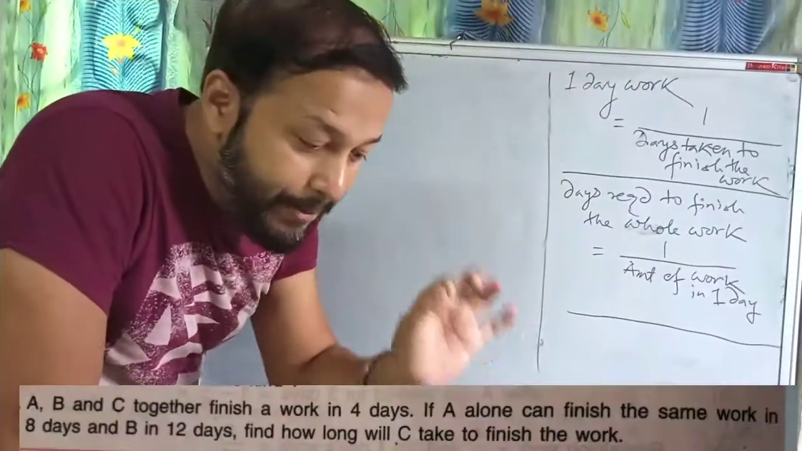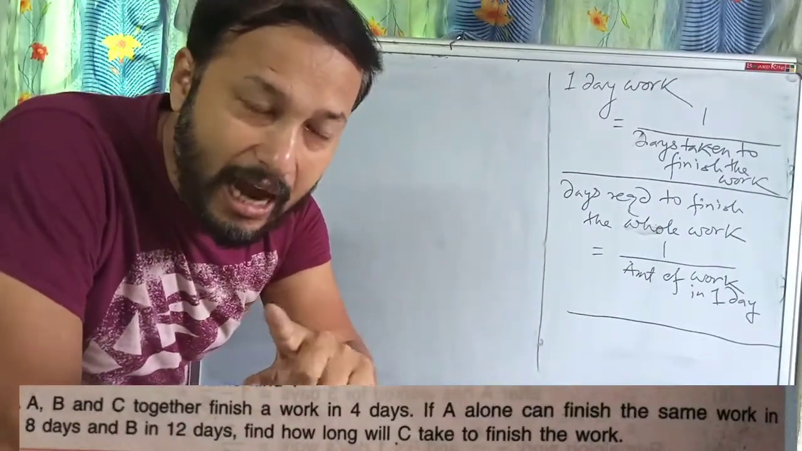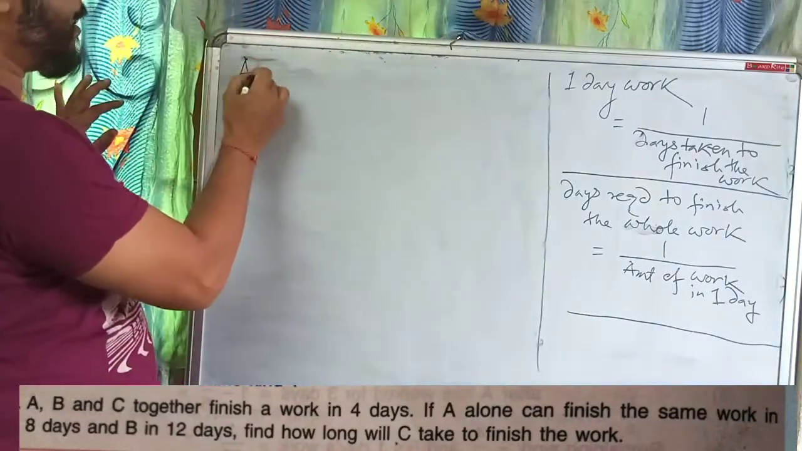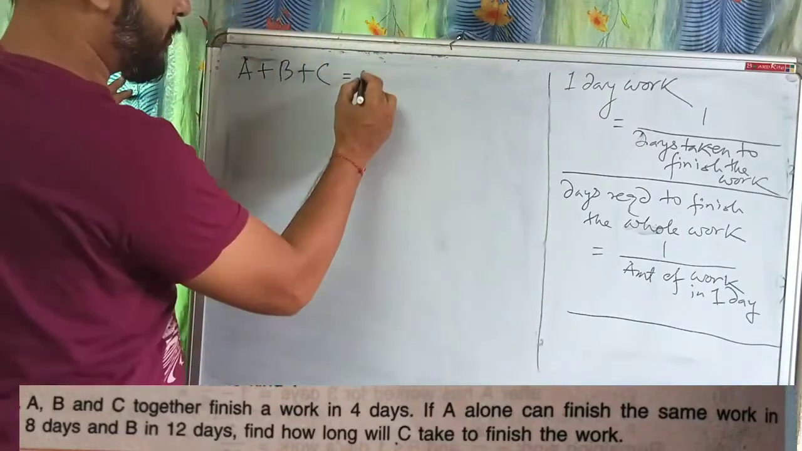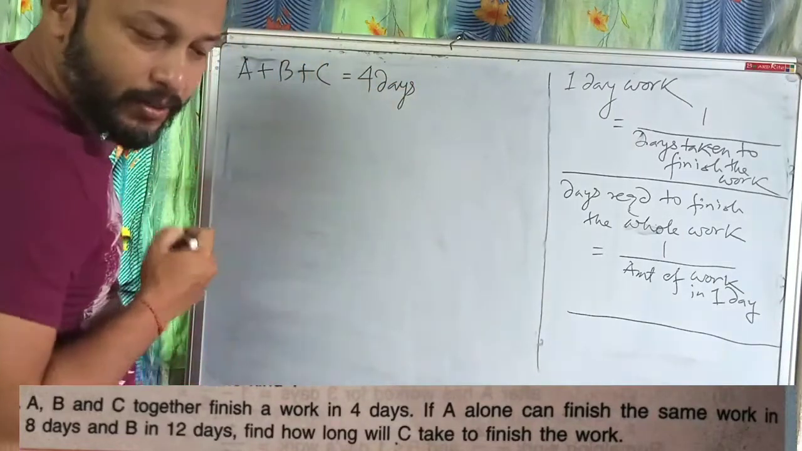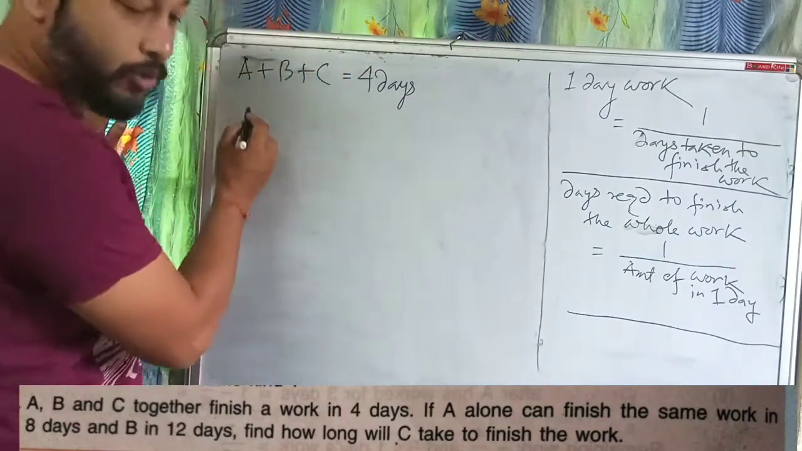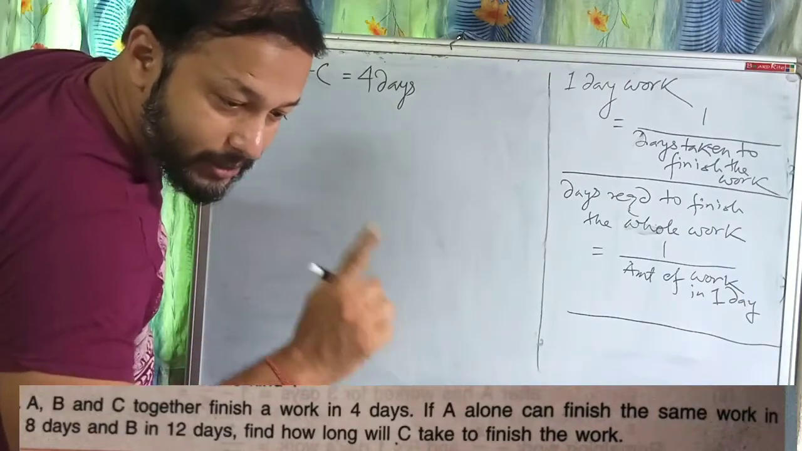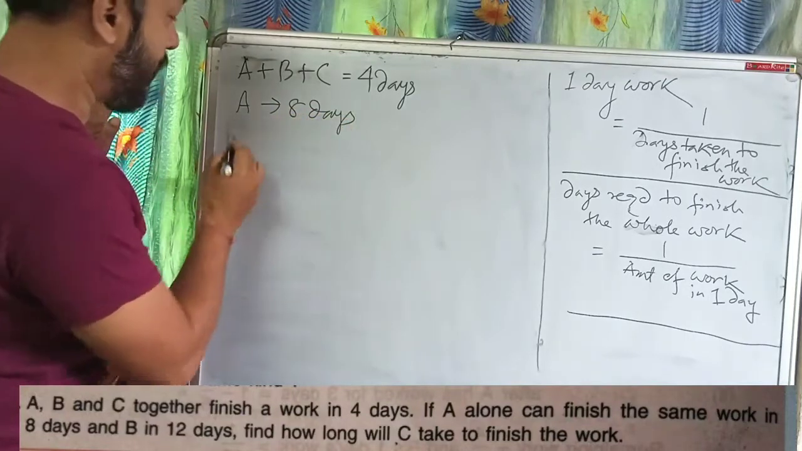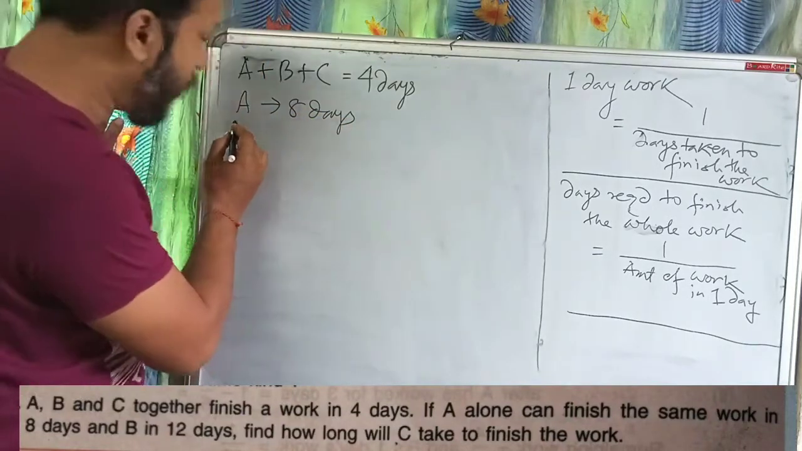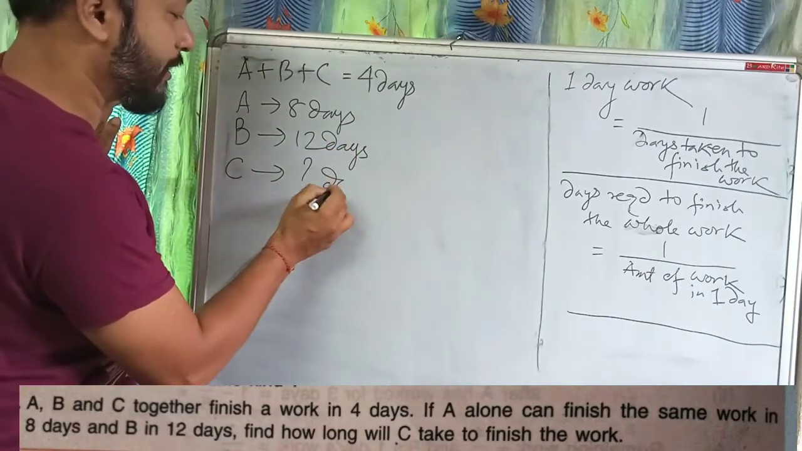Let's see. A, B and C together finish a work in 4 days. Okay, when A, B and C are working together, they take 4 days. 4 days. Okay, and if A works alone, then A takes 8 days, and B takes 12 days to finish the work. 12 days. So how many days will C take?